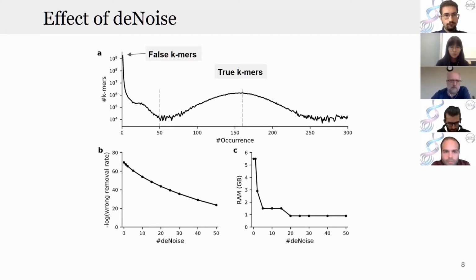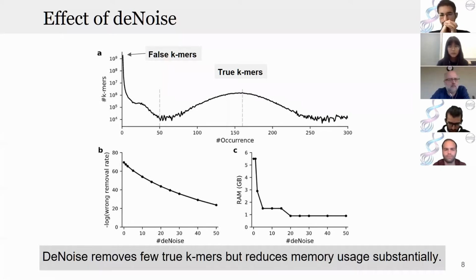Panel B shows that as the number of denoise rounds increased, more and more true k-mers were wrongly removed, but the round removal rate remains low, reaching a maximum of around 10 to the power of -24 with 50 rounds of denoise. At the same time, the memory usage dropped rapidly from 5.5 gigabytes to 0.9 gigabytes when the denoise rounds increased to 20 and is then stabilized. Those results suggest that denoise removes few true k-mers but reduces memory usage substantially.